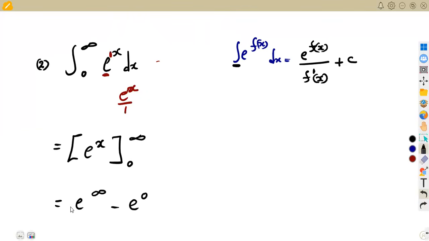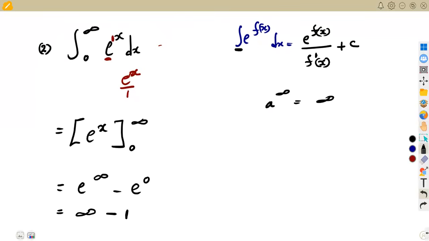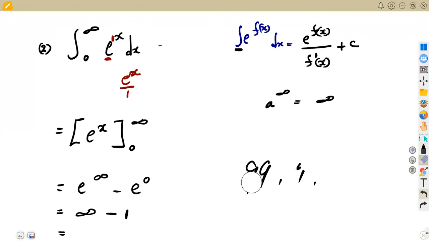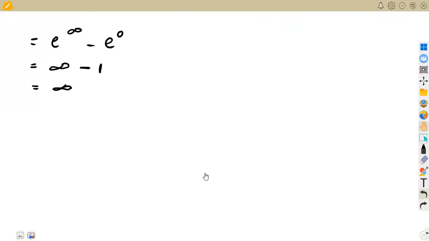I said e to the exponent of infinity is actually infinite. So at the end here, we are going to obtain infinity minus e to the exponent of 0, which is 1. If we subtract 1 from infinity, it's like we are subtracting nothing. It affects nothing to that infinity value. So the answer is going to be infinite.